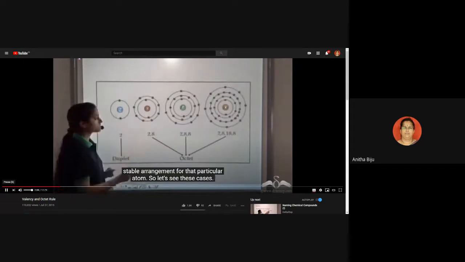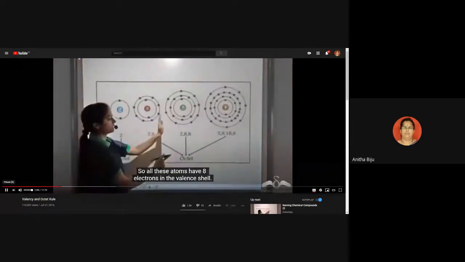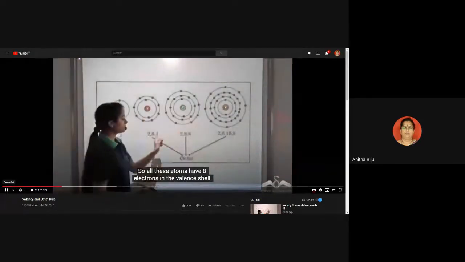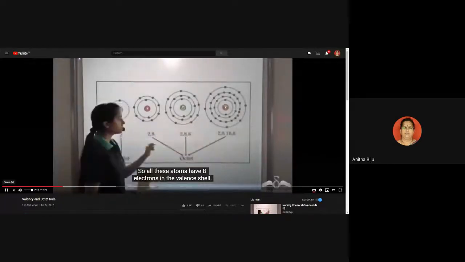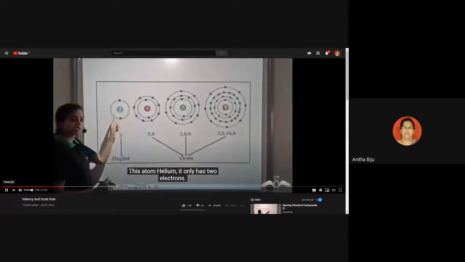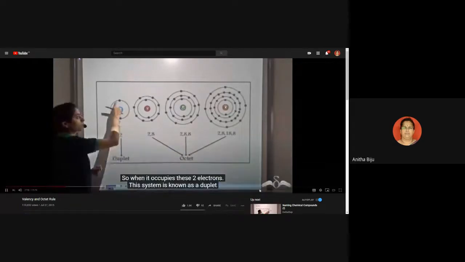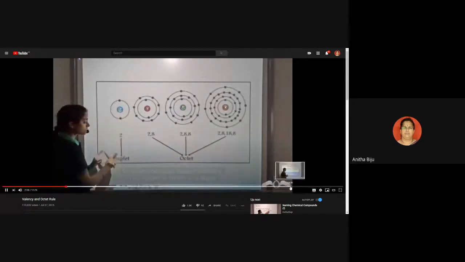Stable arrangement for that particular atom. So let's see these cases. So all these atoms, they have 8 electrons in the valence shell. This atom, helium, only has 2 electrons. So when it occupies these 2 electrons, this system is known as a duplet. And even this is a stable configuration.